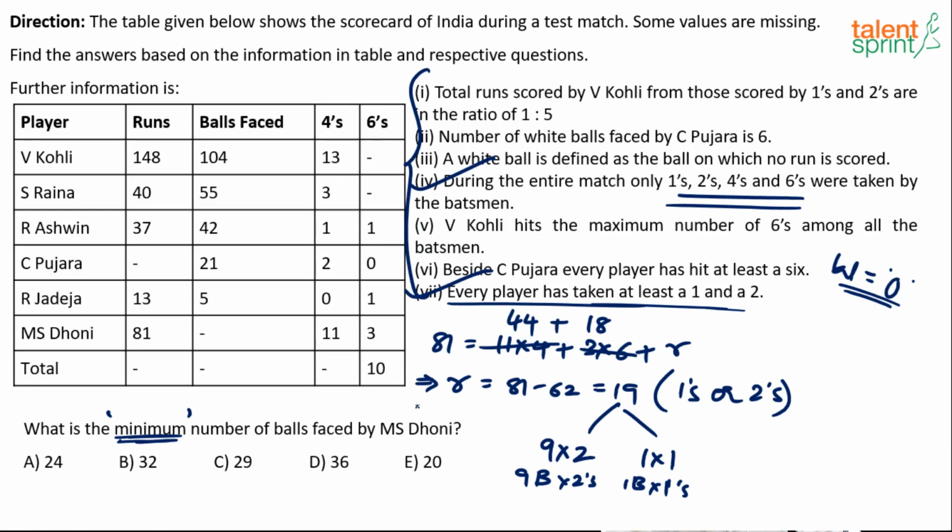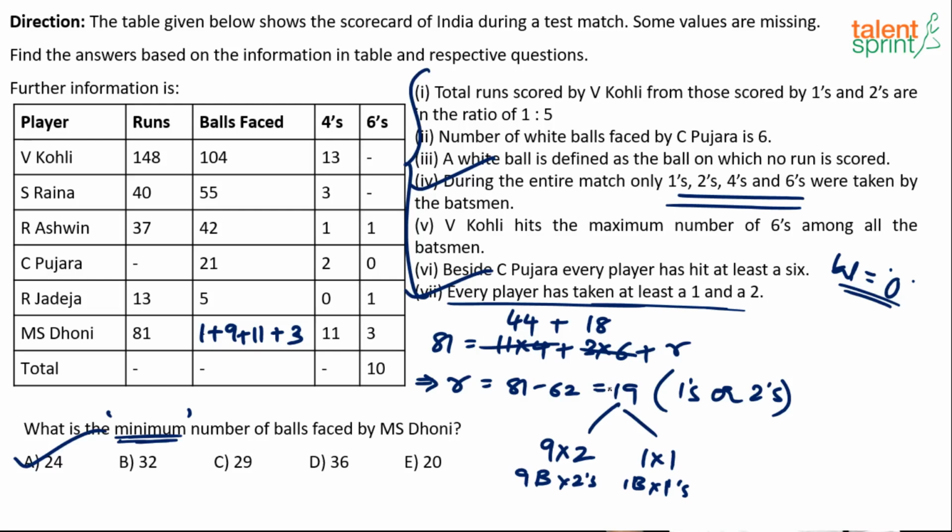See, he has got how many balls where he has scored 1? Only 1 ball. Plus how many balls where he has scored 2s? 9 balls. Plus 11 fours plus 3 sixes. Do the calculation. 9 and 11 is 20. This is 23 and this is 24. Option A should be the answer. Yes or no? Option A should be the answer.